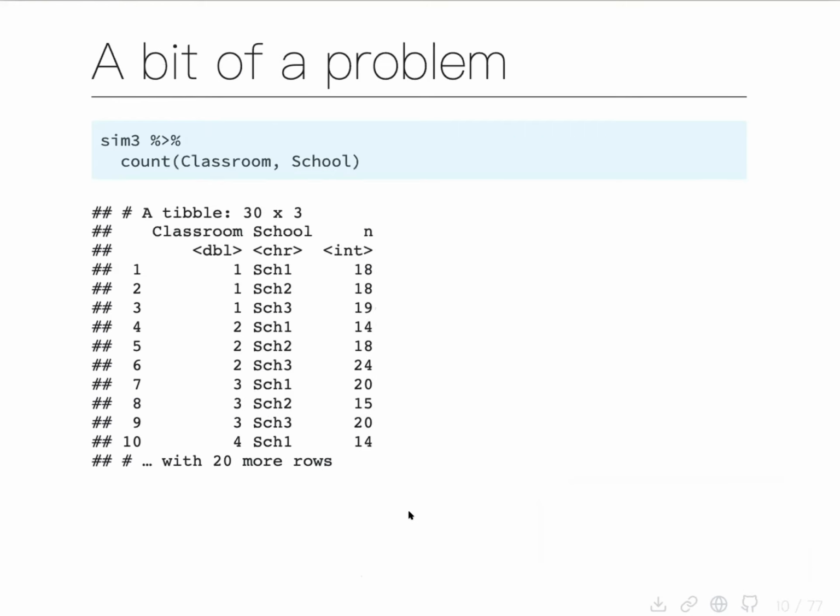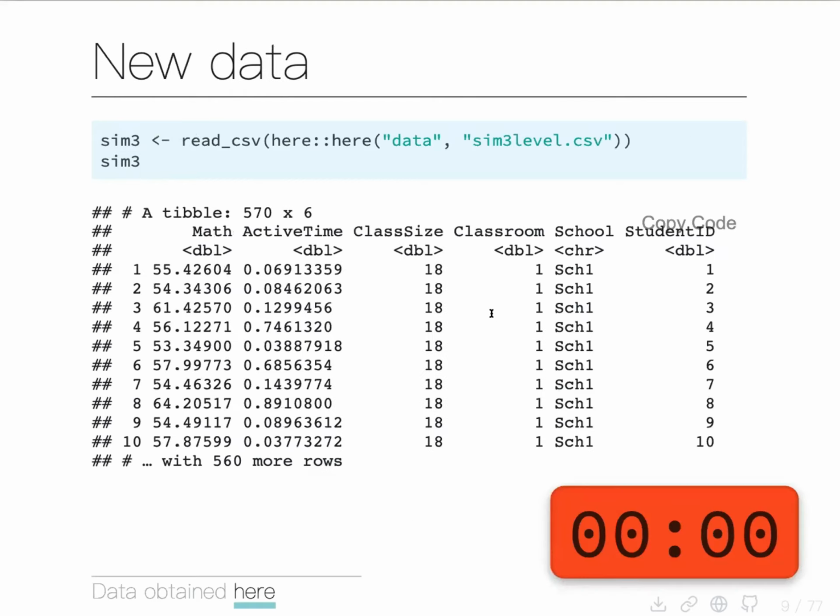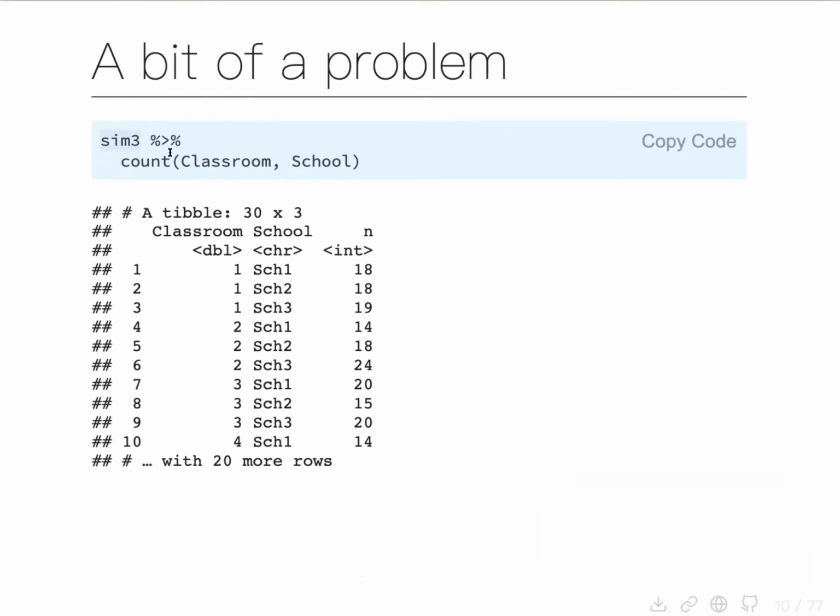Okay, so we have a bit of a problem with these data. It's actually not really a problem, but it's a problem for Equasiomatic to produce the equations. So I decided that we would talk about it here a little bit, and then we'll fix it. If you say sim3, which is the object that I read this in as, and I say count classroom and school, you can see that the classroom goes 1, 1, 1 for schools 1, 2, 3. So these are actually 3 different classrooms, and they are nested in these schools.